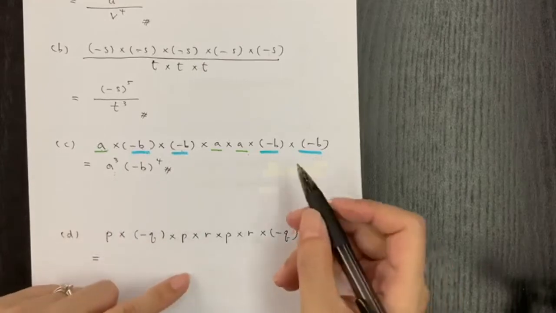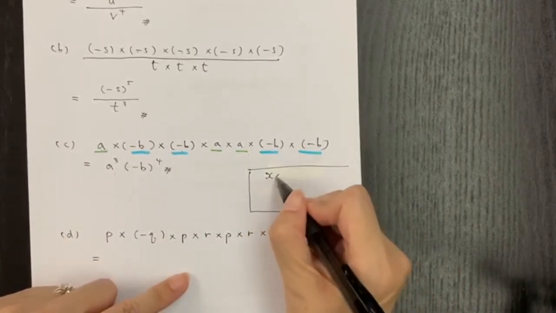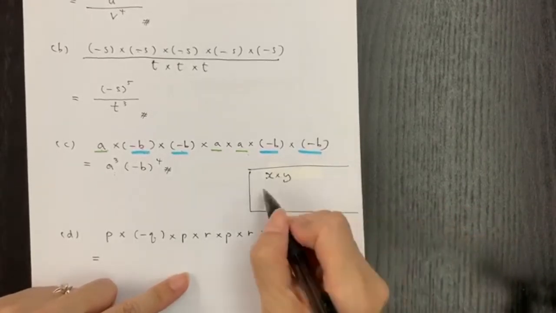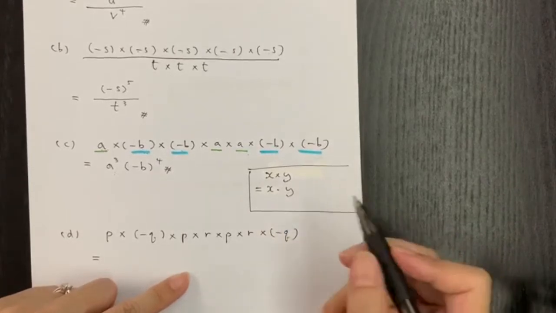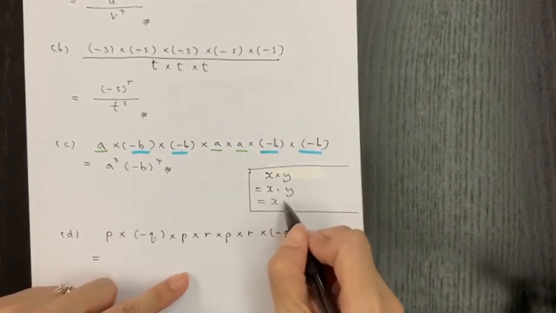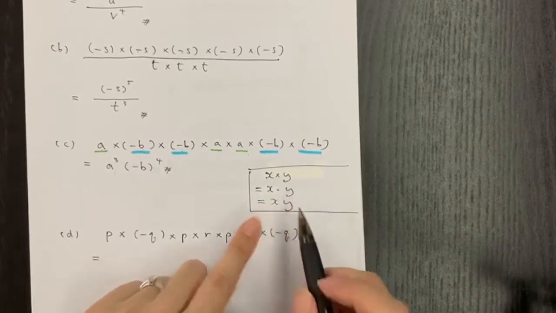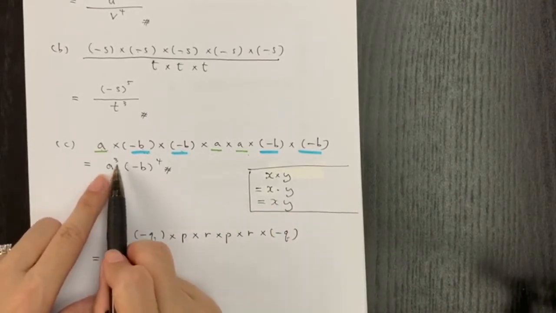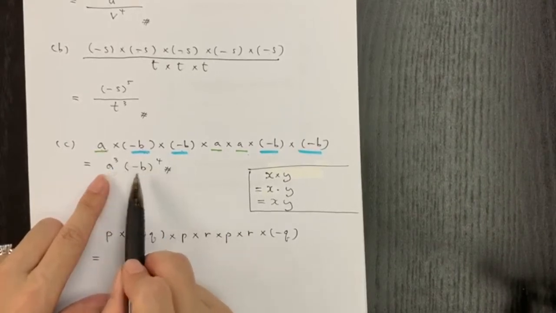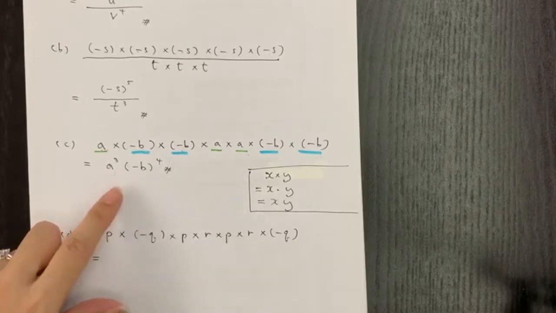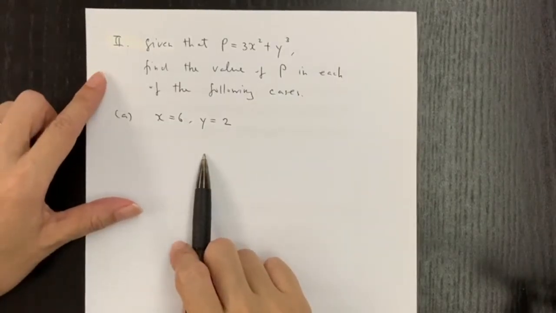All right, so therefore, let me show you the meaning of this x times y. Actually, x times y we can show in this way, x dot y, which is simply xy. So therefore, xy simply means x times y. So what is the meaning of this? a to the power 3, and then nothing here, means a to the power 3 times minus b to the power 4.